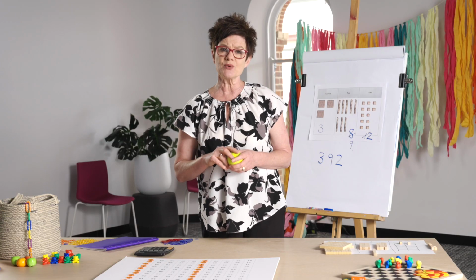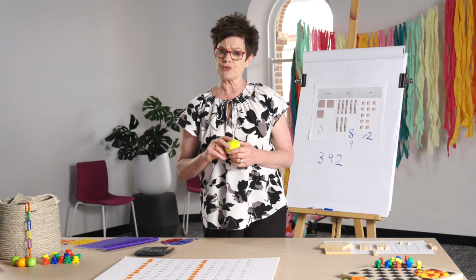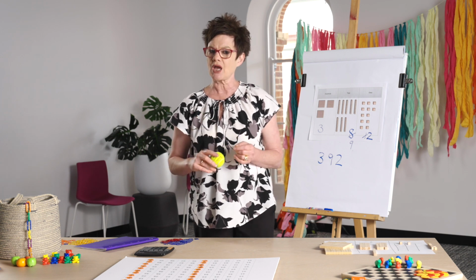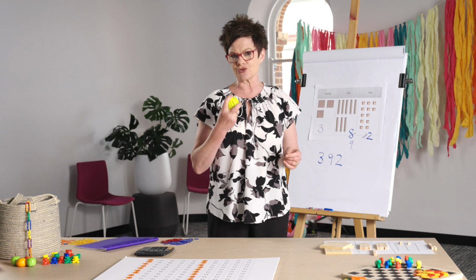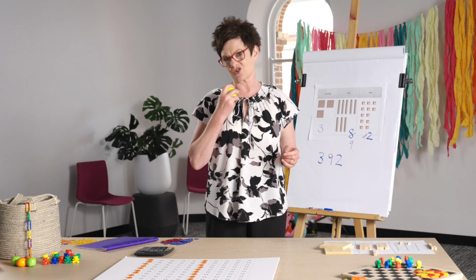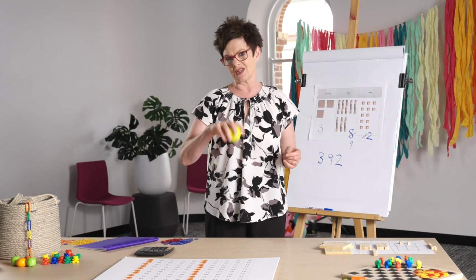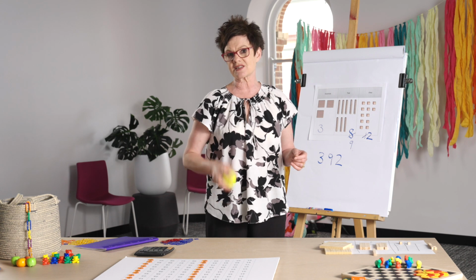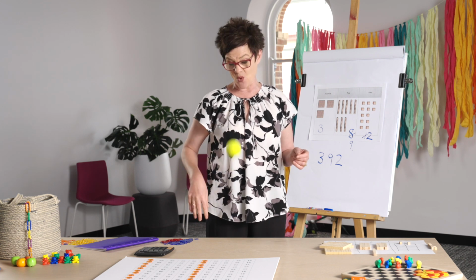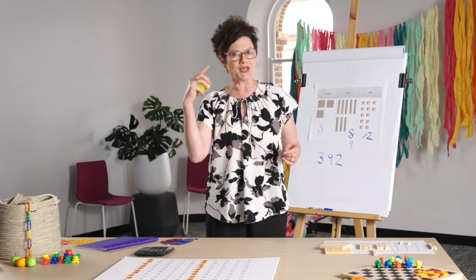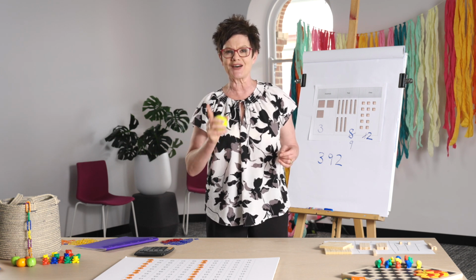Let me show an example. I'm going to go by twos and I'm starting at 100. Here we go. 100, 102, 104, 106, 108, 110, 112, 114, 116, 118, 120. Keeps the rhythm and it keeps me thinking about that skip counting, 2s, 5s and 10s.